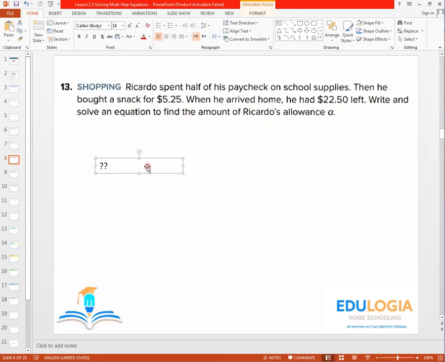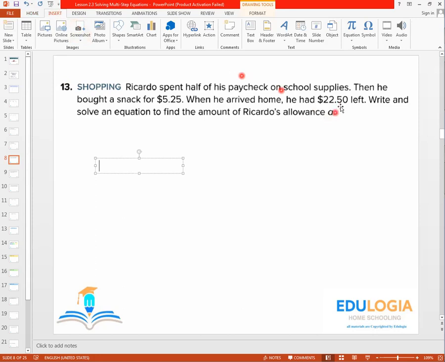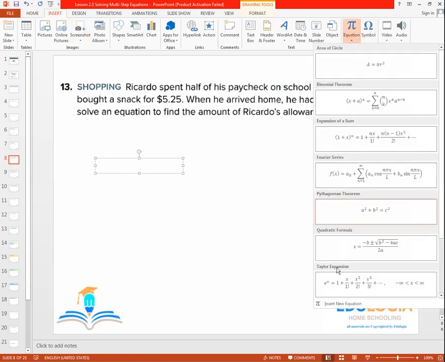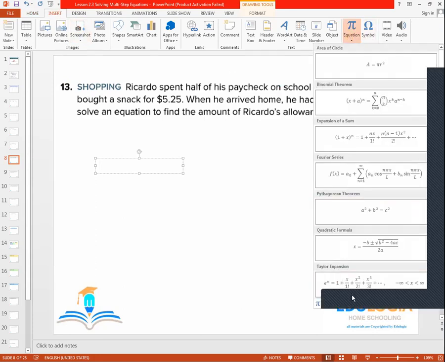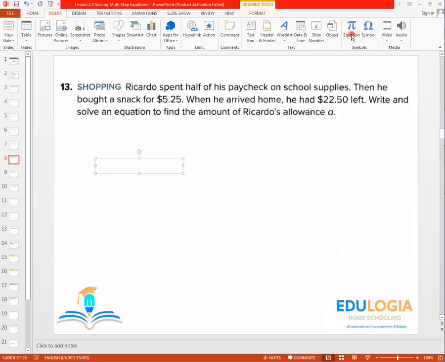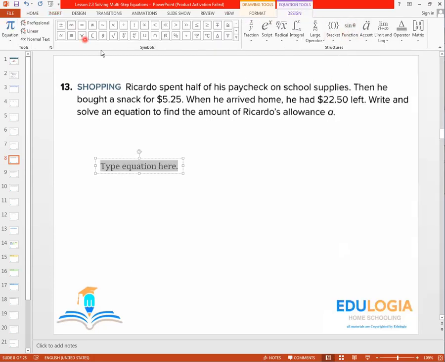Okay, allowance A. Okay, it's A, no problem. Just a minute. Using insert equation. If you don't know it, it's an equation, math equation here. Insert equation, and we need fraction. First, we need fraction. Ricardo spent half of his paycheck. It's a half of A.